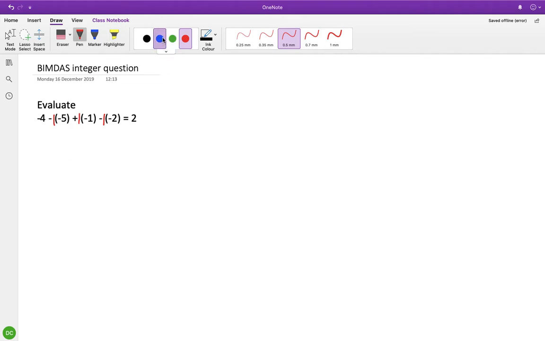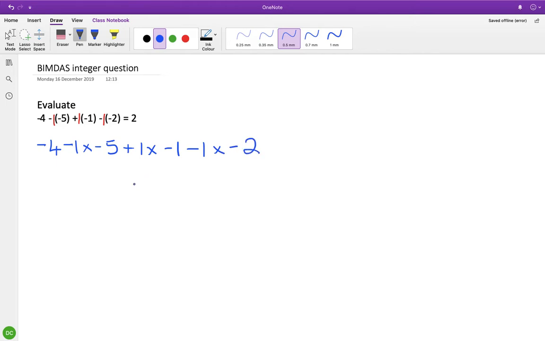Okay, so next line down is where we get rid of all the brackets and make them multiplies. So we have -4 -1 multiplied by -5. Now I'm here, so plus 1 multiplied by -1. And then the last multiplication is -1 multiplied by -2.